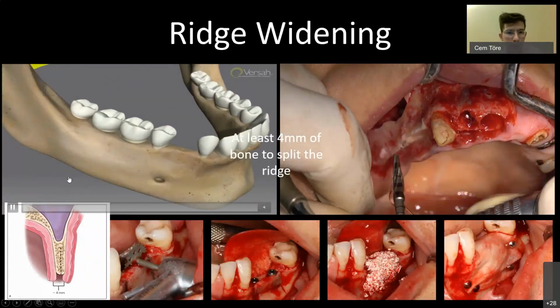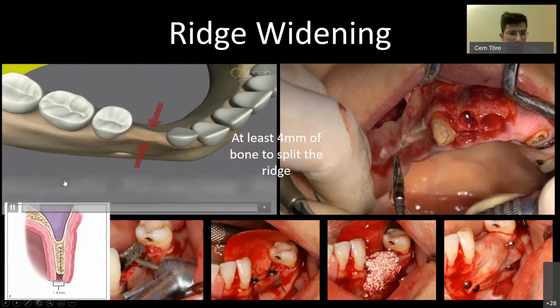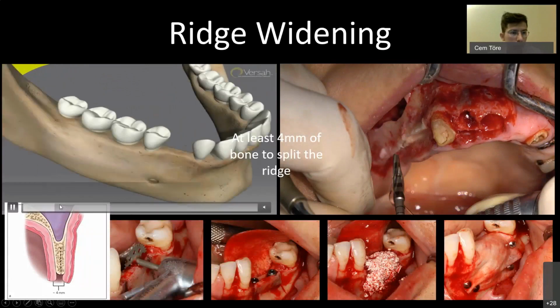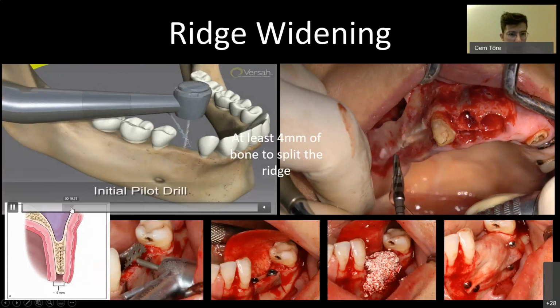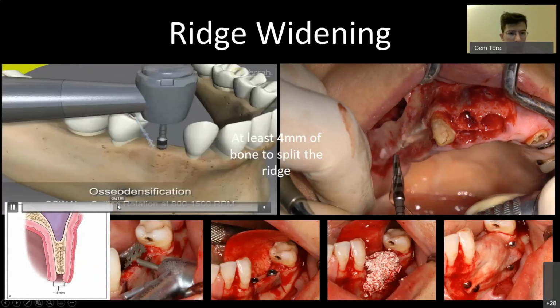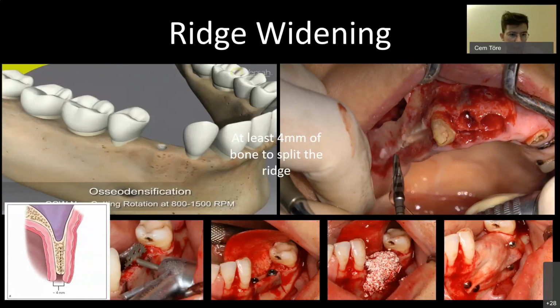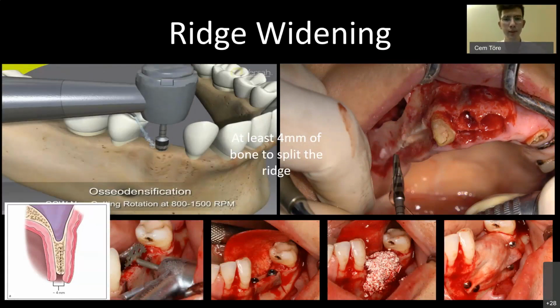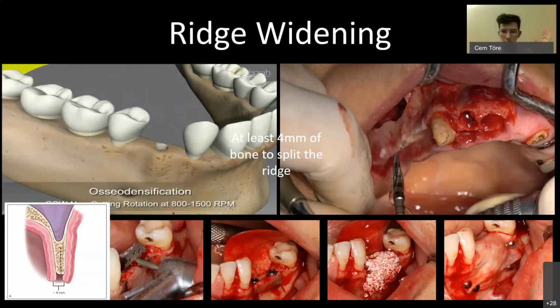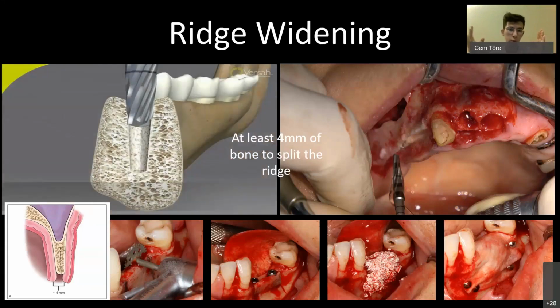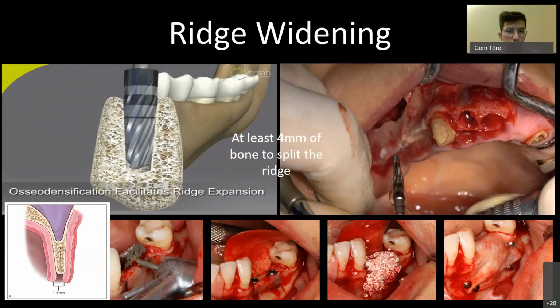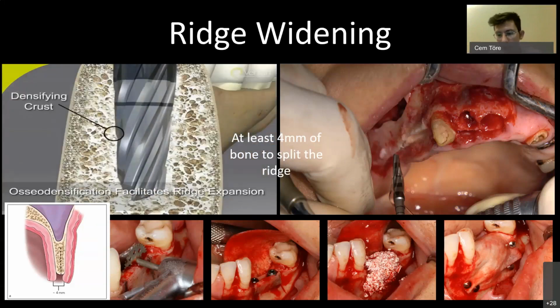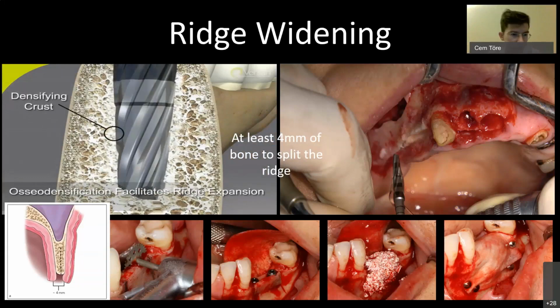So another option is splitting or enlarging a ridge. The same burrs, the Versah burrs. Another application of these burrs is also to widen a ridge. The effect is not as dramatic as we will see here. But if you have a critical amount of bone on a ridge, and it's just on the border of maybe we should augment, maybe we should not augment, I'm not sure, we don't really need to augment, so let's perhaps try this. So that instead of maybe having left 1 millimeter on the buccal side, we will have 1.5 or 2 millimeters.